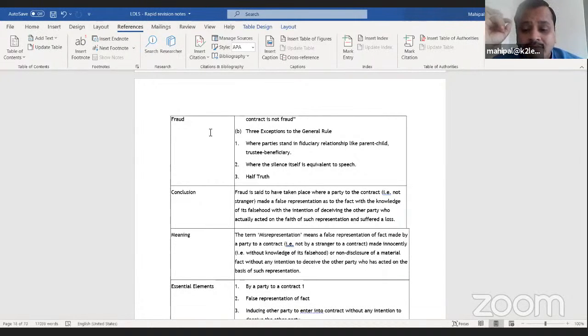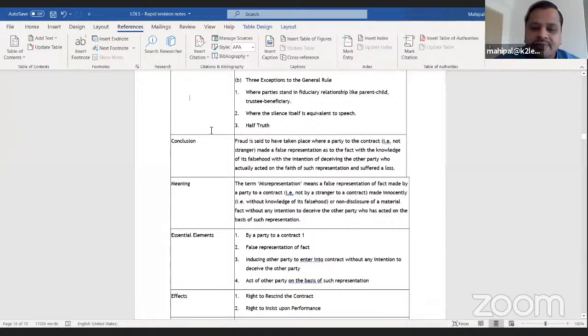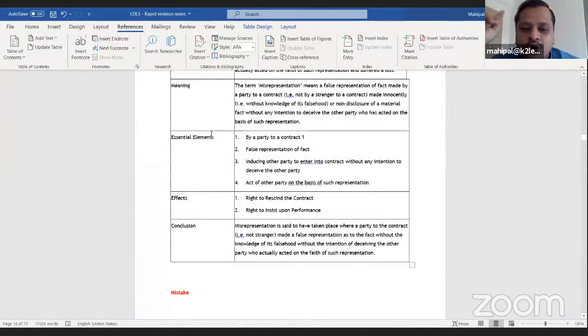Misrepresentation means a representation of a fact made by a party innocently, without having knowledge of its falsity. Again, the essential elements are very similar. It must be done by a party to the contract. The false representation he believes is true, but actually it is false. It should induce the other party to enter into the contract, and the other party should have entered on the basis of such representation. Effects: it becomes voidable at the option of the aggrieved party, but you cannot claim damages.